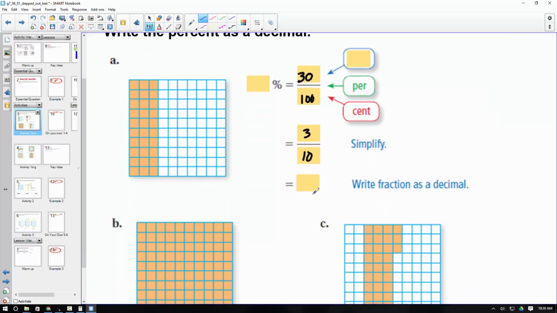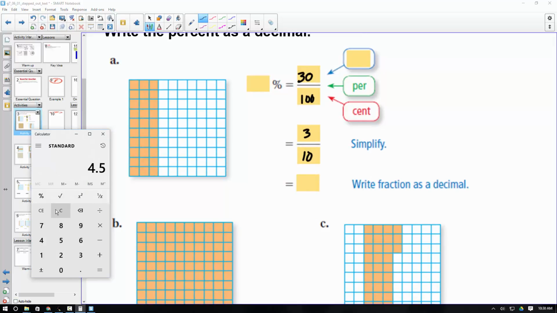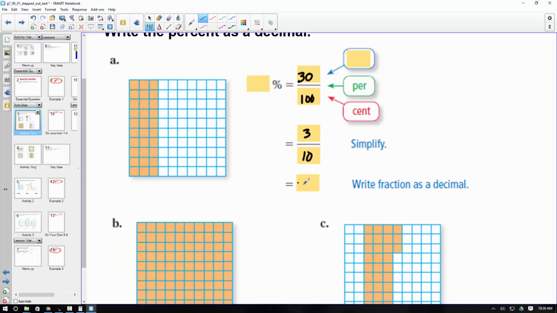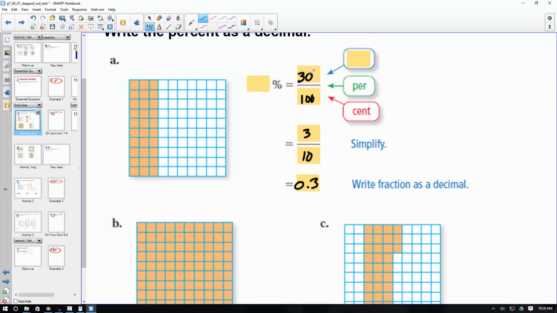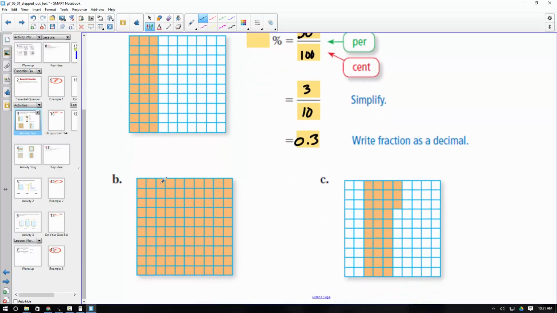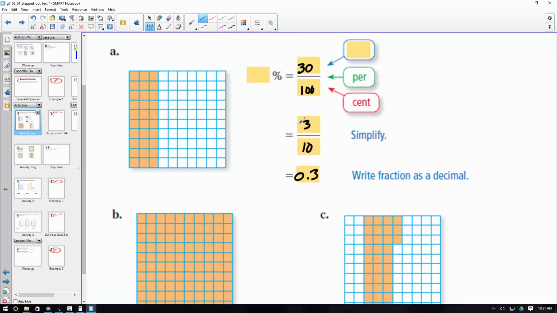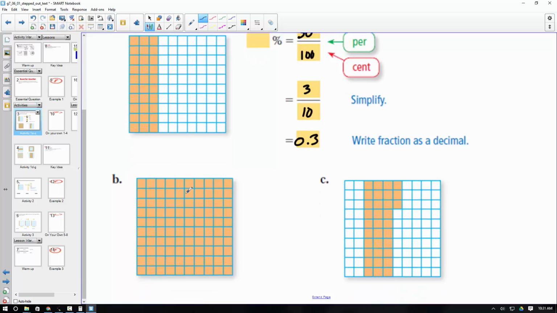And then, of course, if I want to write this as a decimal, I divide 3 divided by 10, and I'll just have 0.3. So you can actually see that this number stays the same. I had 30 over 100, that's percent. Then I simplify it, and I have 3 over 10. And then it'll be 0.3. For B, this is just 100%. And then that would be 1 over 1. And my decimal, or fraction, whatever you want to call it, would be just 1 whole.